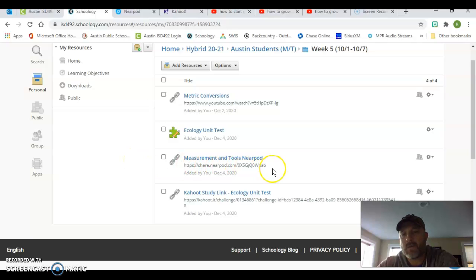And then on Tuesday, like I said, we're going to have a study time in class together, but there's also going to be a Kahoot study link that you can do on your own time to study on your own. So this is a link for you guys to do that as well. So as always, if you have questions, shoot your teacher an email.